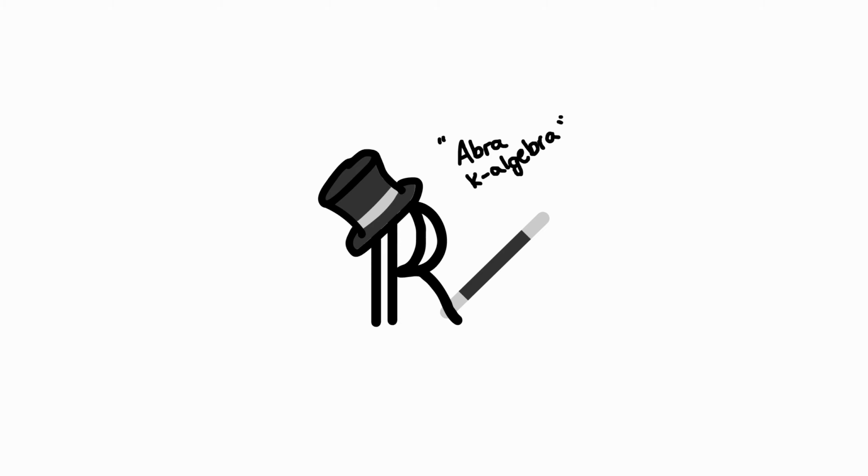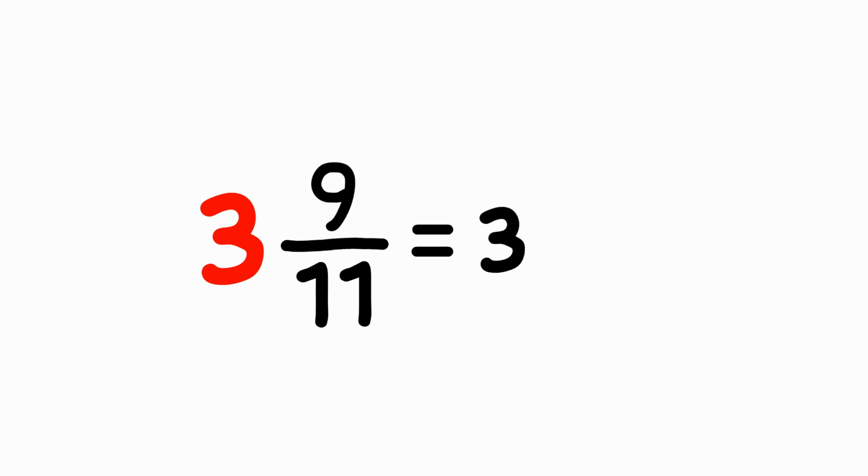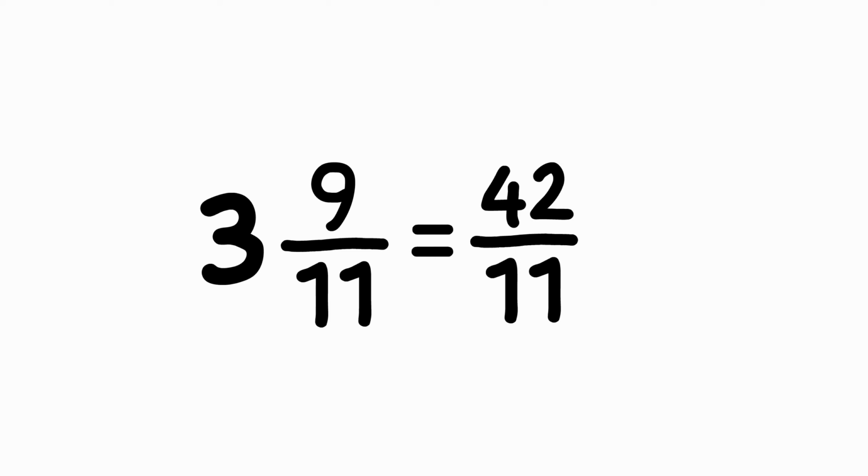Now, time for the real magic. You can go back to where you started. Wow! Okay then. Multiply the number at the front by the denominator, then just add that to the numerator and put the whole thing back on top.